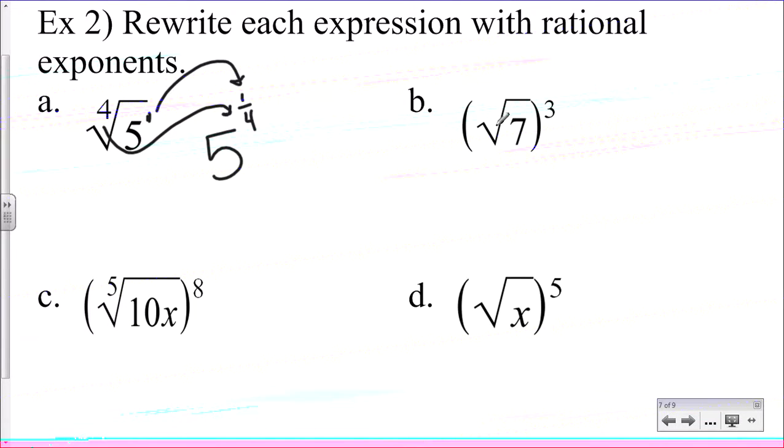Remember when you do this that if there's not a number here, you can always put a 2 in for your index. So my base stays the same. My exponent becomes my numerator, so the 3 becomes my numerator. The index is the denominator.